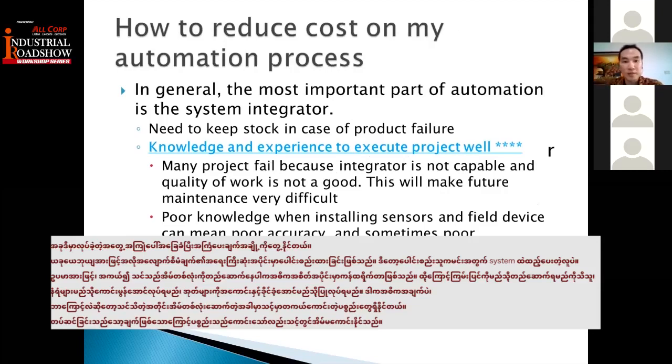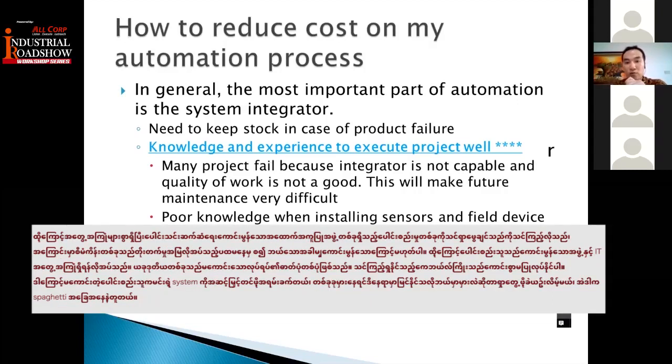Now, here are some tips based on the experience that we have. In general, the most important part of an automation project is the integrator, right? The integrator is the people who put the system in for you. So for example, if you are building a house, the key component is the contractor. The person who knows how to make the floor flat, how to make the walls good, how to make the bricks really good and strong. That's the main thing, because as you know, when building a house, you can have really good materials, but if the person installing it is not competent, you can have a very bad house, even though the material is good, because the installation is the key part.